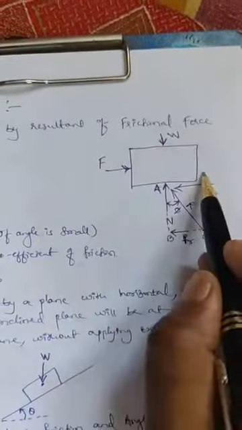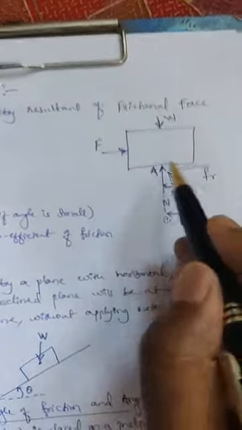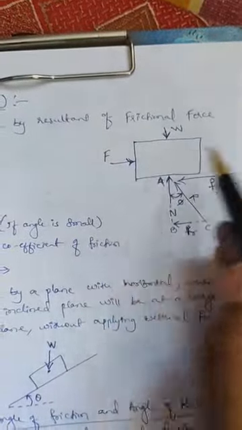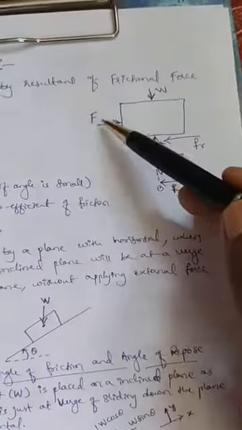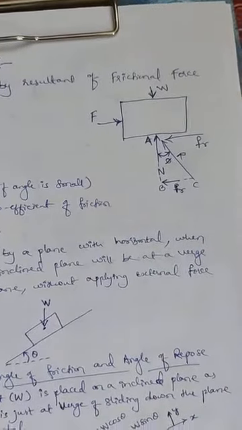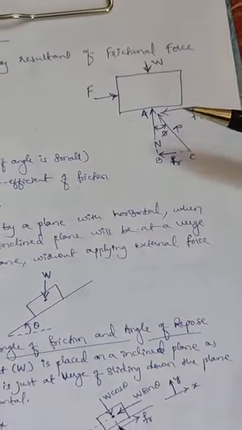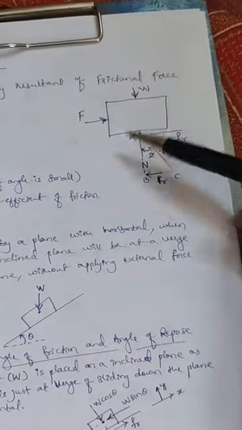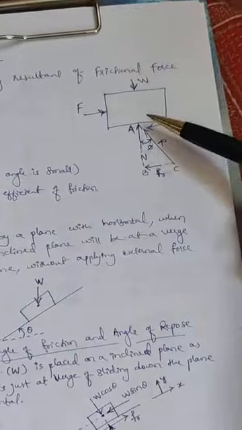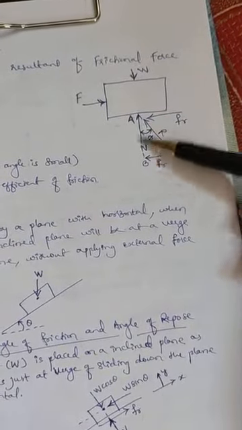I have drawn a block whose weight is W, always acting vertically down, as the force applied is towards the right. Due to the force applied, the block may move towards the right. To prevent it from moving right, the frictional force is acting towards the left. As the weight is acting downward, if it is placed on any surface, the surface will offer a reaction, the normal reaction, which will be acting vertically up.